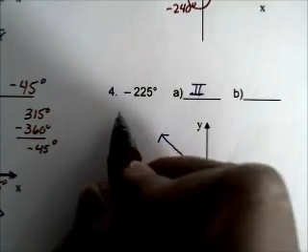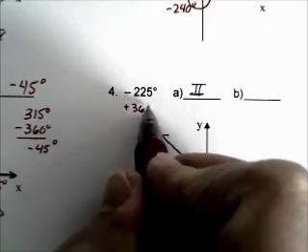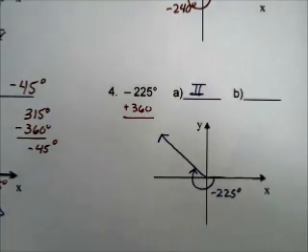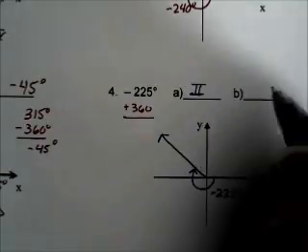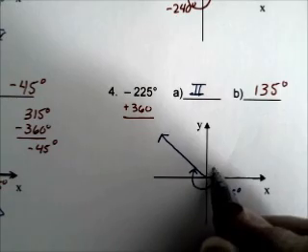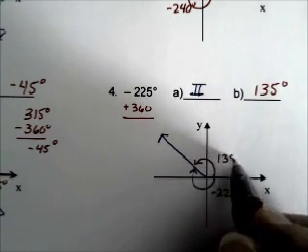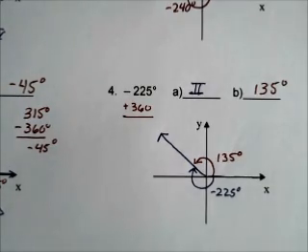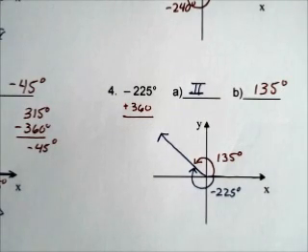Coterminal with that, if I add 360 to get the coterminal angle, yes, 135. And indicating that in red. If you have two different colored pencils, that'd be good to do: drawing the original angle in one color and the coterminal angle in a second color.